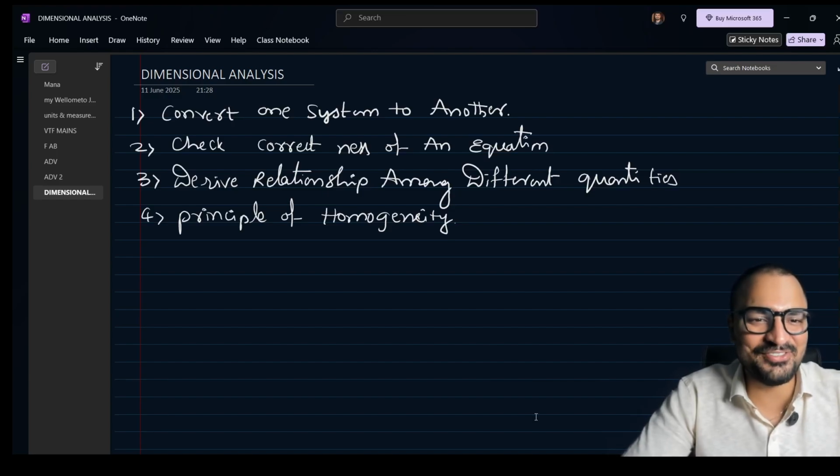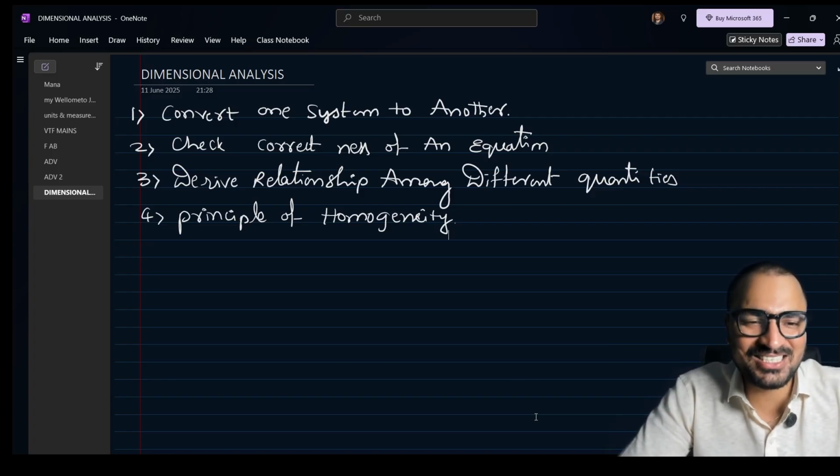Hello students, welcome back to the next session in units and measurements. In this class, we are going to study dimensional analysis. What is dimensional analysis and how important is it? Here I brought the proof also of how important it is.